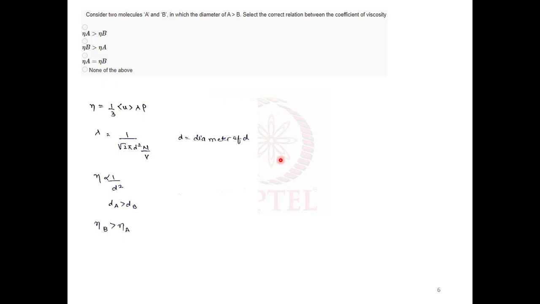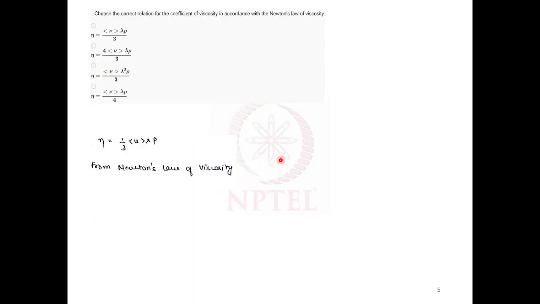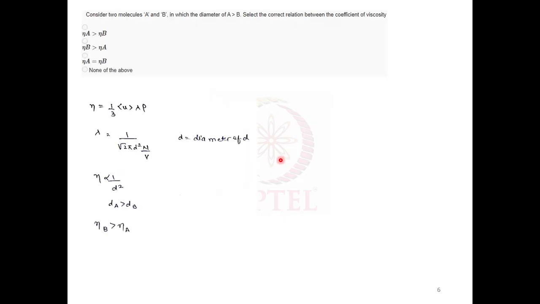Now you have two molecules A and B, and the diameters are given. You have to find the correct relation between their coefficients of viscosity. I have already told you that eta equals 1 by 3 times the average velocity times lambda times rho, where lambda is the mean free path and rho is the density. Lambda equals 1 by root 2 pi d square n v, where n v is the number of molecules per volume and d is the diameter. If the diameter is more, lambda will be less. If the diameter is less, lambda will be more.